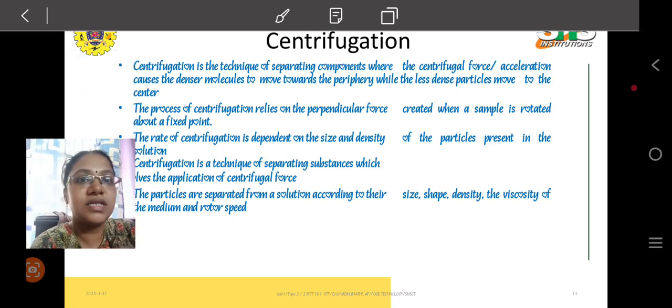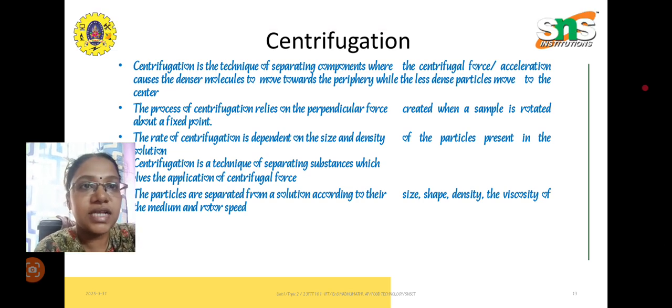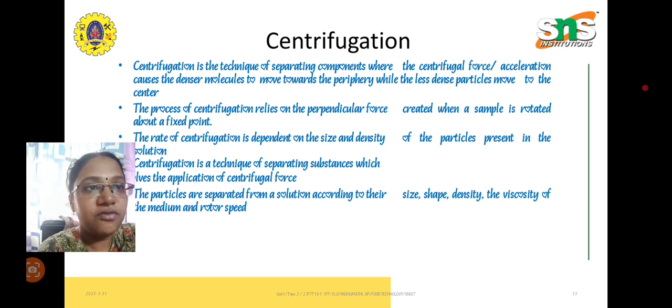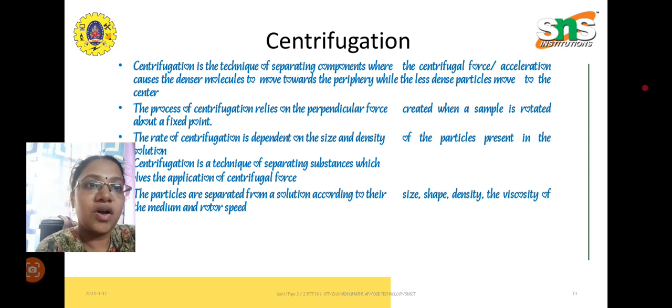The last process is centrifugation. Centrifugation is the technique of separating components where centrifugal force or acceleration causes the denser molecules to move towards the periphery, while the less dense particles move to the center. This process takes place mainly through the use of centrifugal force, and it depends on the perpendicular force created when a sample is rotated about a fixed point.